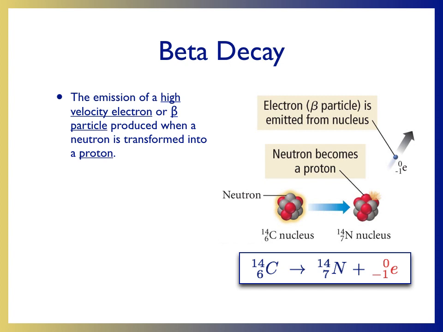In the example, we look at the beta decay of carbon-14, a very common radioactive isotope used for dating. When carbon-14 undergoes beta decay, it forms nitrogen plus a beta particle.